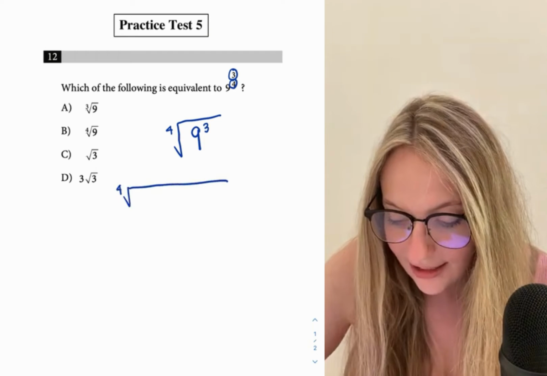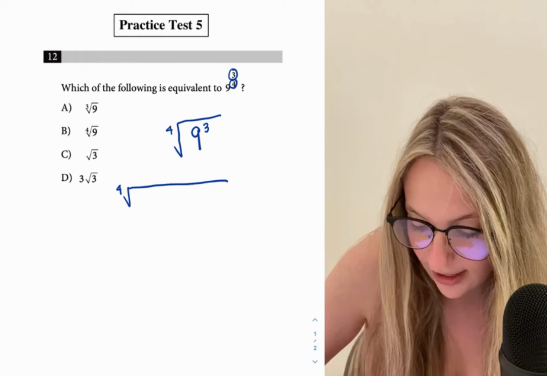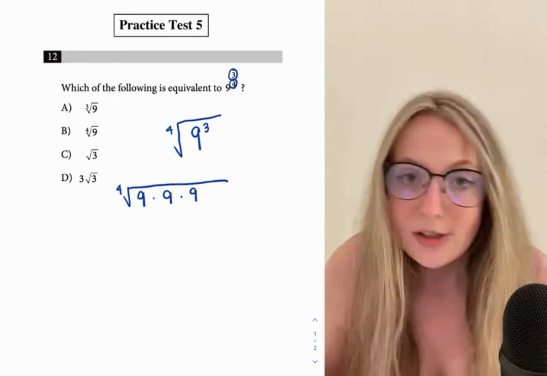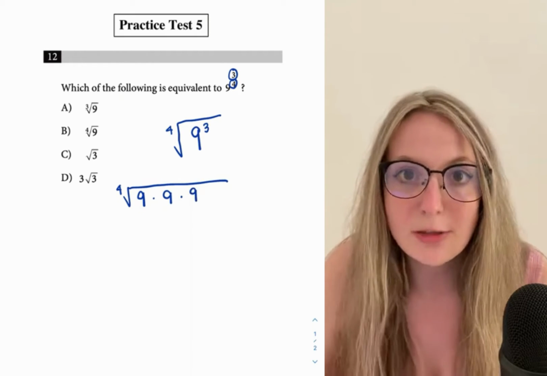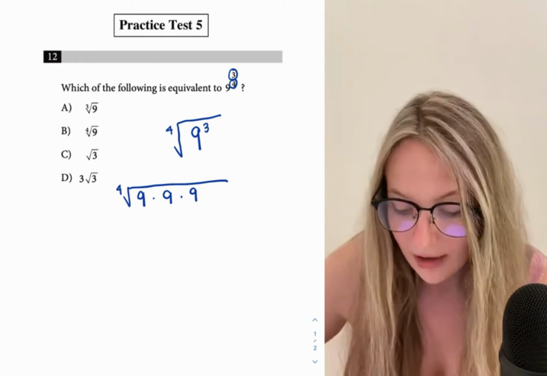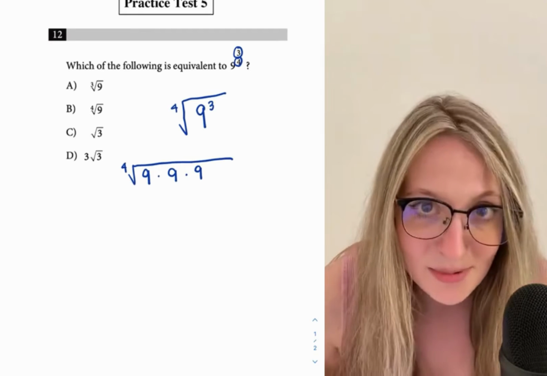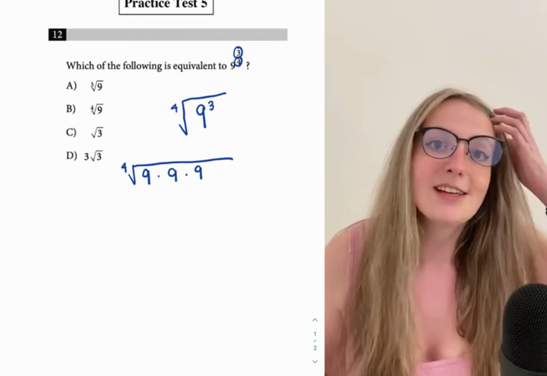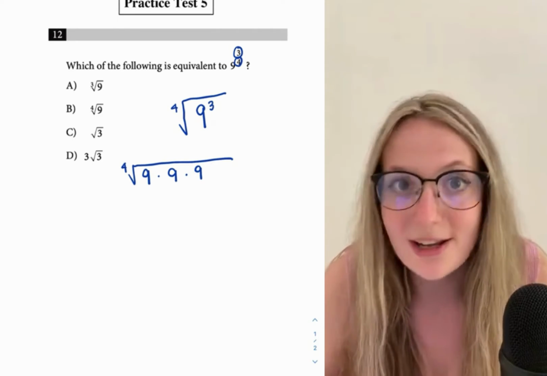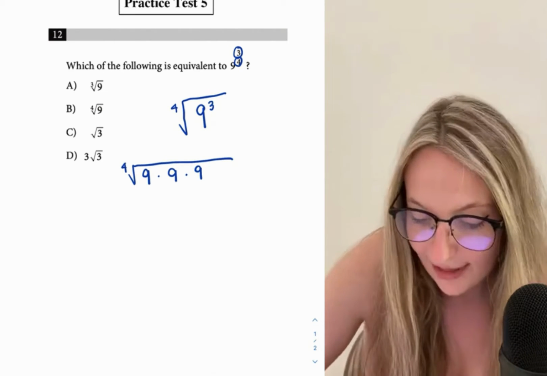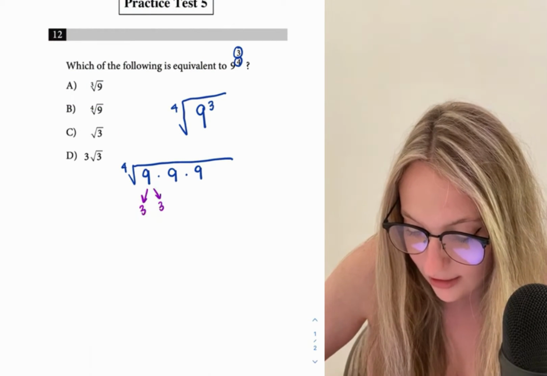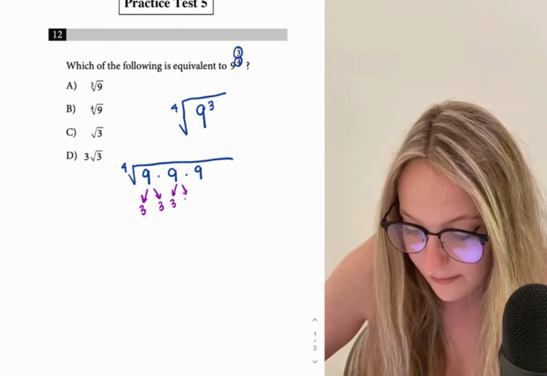9 cubed is the same thing as writing 9 times 9 times 9. That's what it means to be cubed: you're multiplying that number by itself 3 consecutive times. Well, 9 happens to be a special number in that if we take the square root of it, we can break it down into 3 times 3, because the square root of 9 is 3. So let's break this down even further. We're going to break down each of the 9s here into 3 times 3.